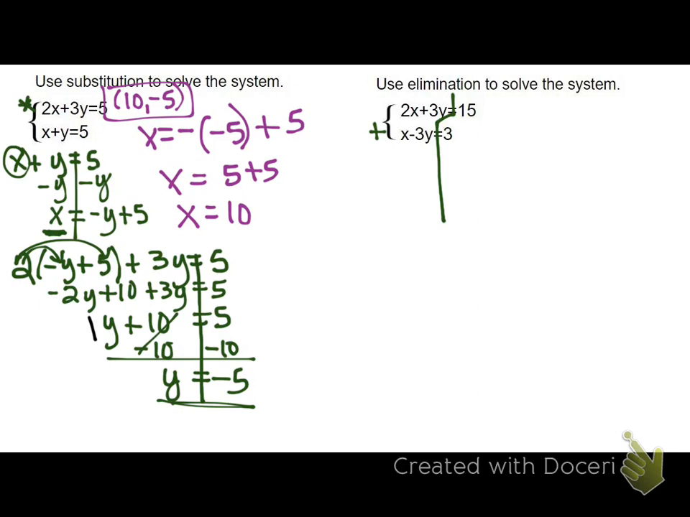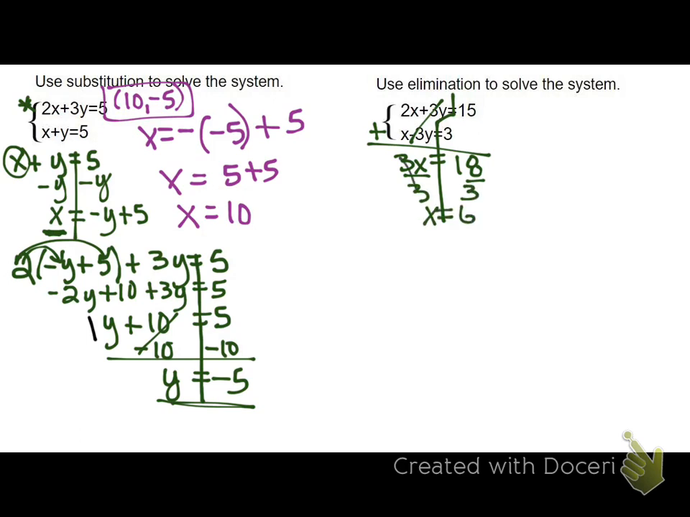So are we going to add these or subtract these? If I take positive 3 minus negative 3, remember a minus and a negative touching changes to a positive, so 3 plus 3 would get me 6. We can't do that because it wouldn't eliminate it. So we're going to add them. We get 3x equals 18. Then we divide, which gets x equals 6.